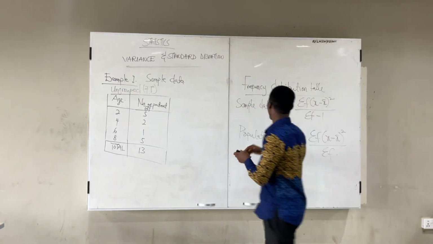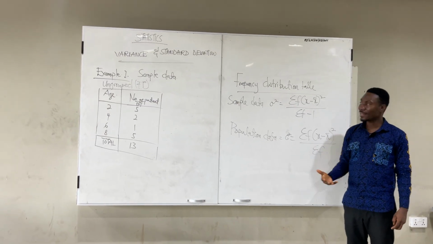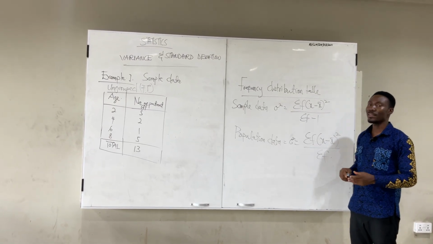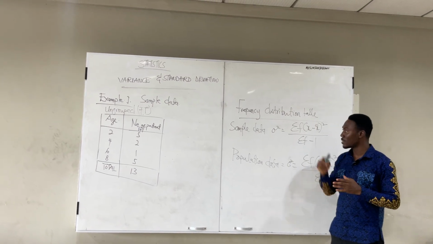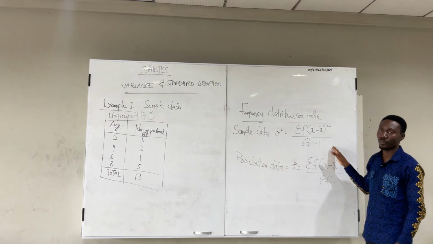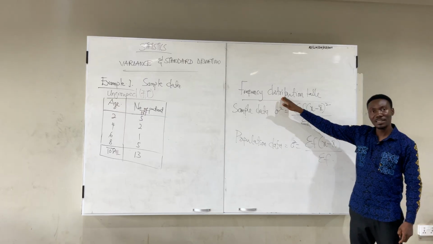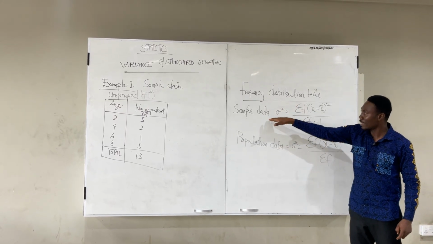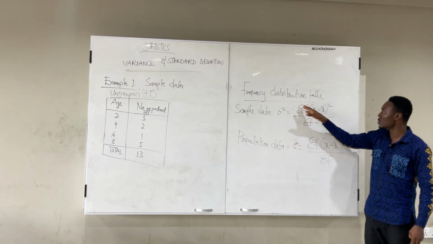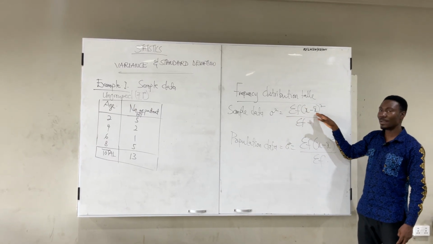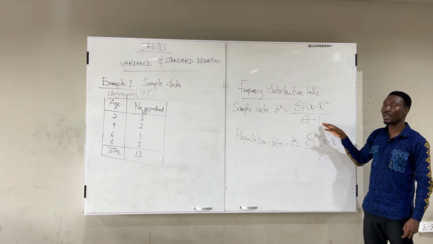Now, if you are given a frequency distribution table and you are asked to calculate variance and standard deviation, once you are able to identify from the question that it is sample data, automatically write this formula down. So the variance formula for a sample frequency distribution table is: variance is equal to sum of f into bracket x minus the mean, close the bracket, all squared, all over sum of f minus 1.